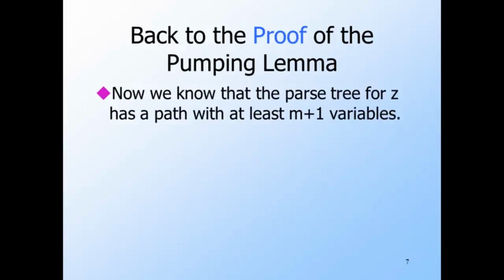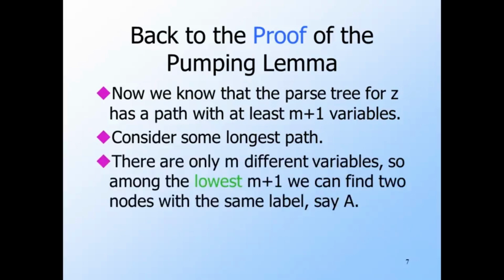We just proved that z's parse tree has a path of length at least m plus 2. Only the last node in any path can be labeled by a terminal, so there are at least m plus 1 nodes with variables along this path. Let's focus on one of the longest paths in the parse tree for z. Surely there are at least m plus 1 variables along this longest path. Remember that m is the number of variables of the grammar, so along this path there are 2 nodes labeled by the same variable. Call it A.